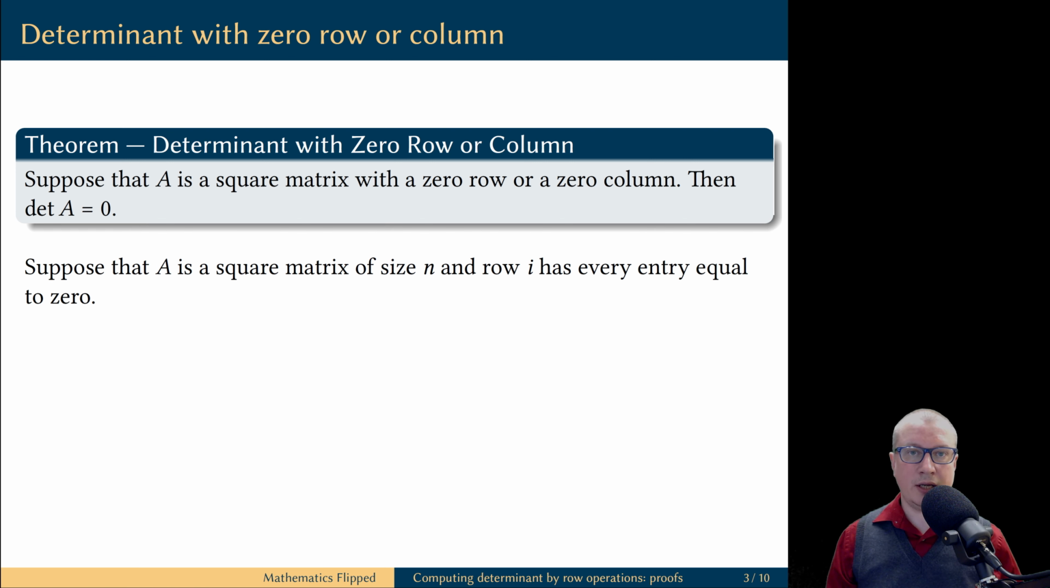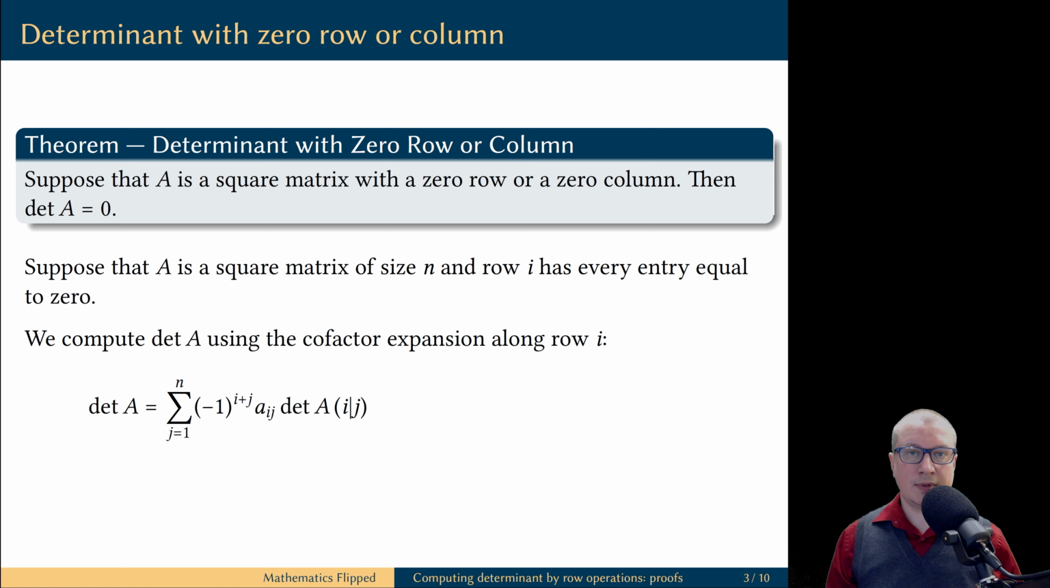Let's say A is a square matrix of size n, and row i of this matrix is the 0 row. Then we can compute the determinant of this matrix using the cofactor expansion along row i. But our assumption says that every entry in row i is equal to 0. Therefore, this sum becomes 0.